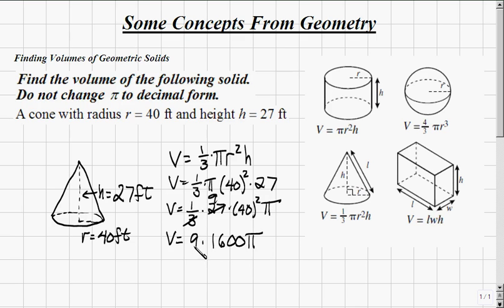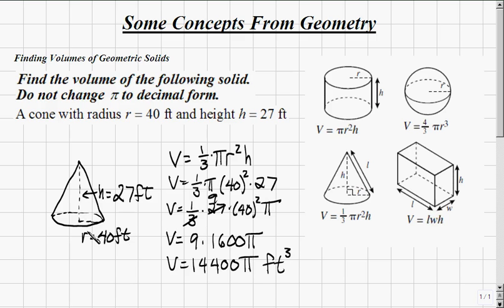And finally, let's multiply 9 times 1600. This becomes 144 with 2 zeros with a pi on it. 14,400 times pi. The volume of our cone, the material on the inside of this solid, will measure 14,400 times pi cubic feet.